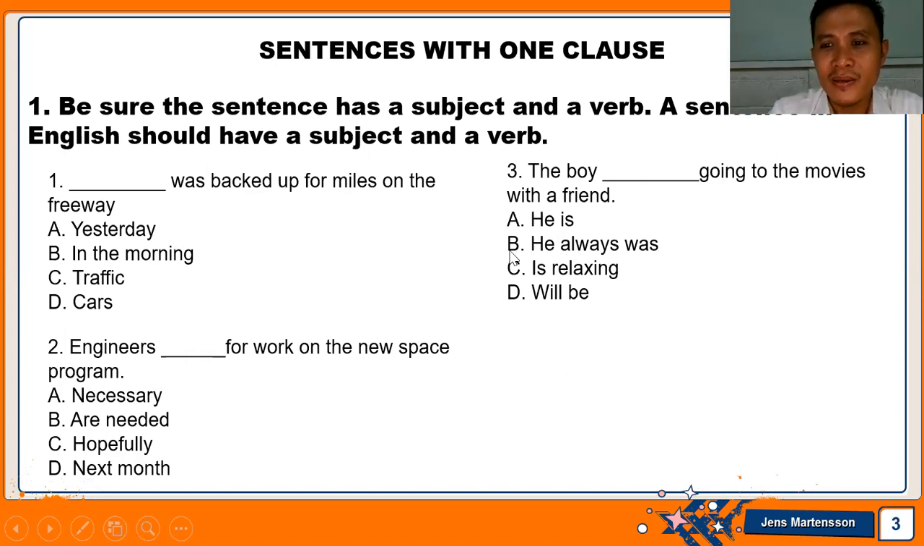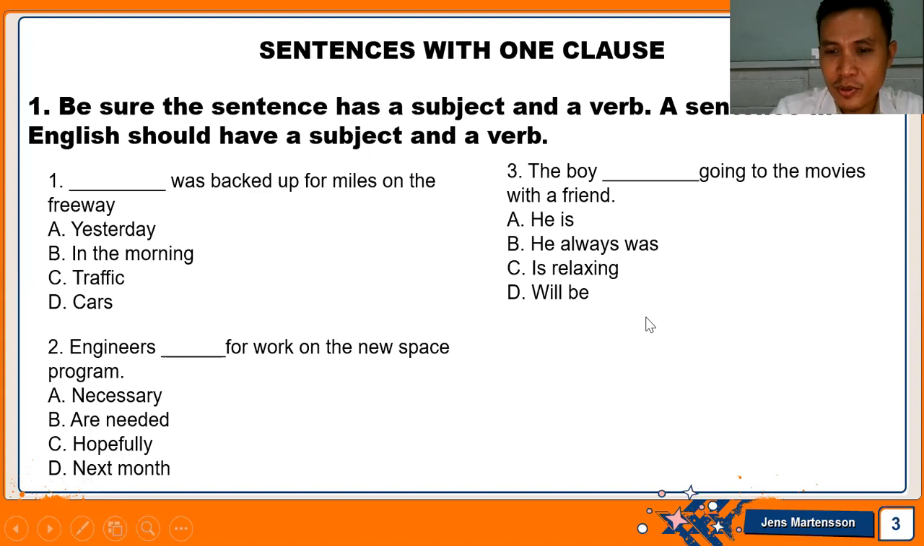Okay, B. Double subject, that's right. "The boy he always was," that is a double subject. C. Double verb, sir. Double verb, that's very good. "The boy is relaxing going." Okay, so the correct answer is: the boy will be going to the movies with a friend.